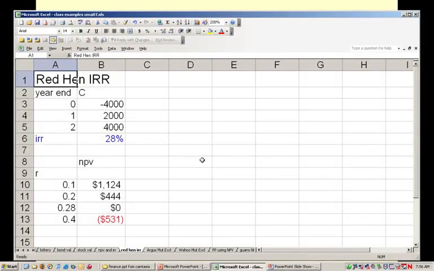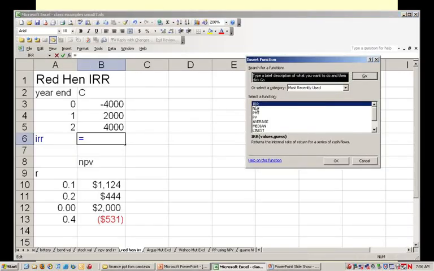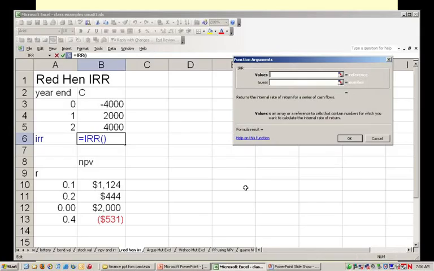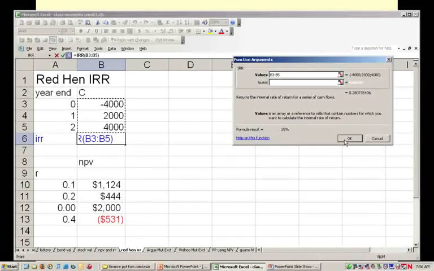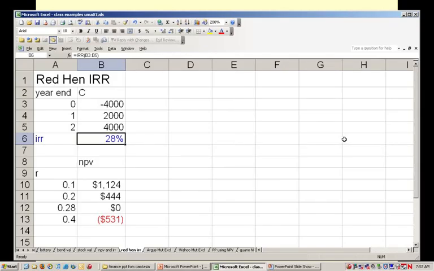I've labeled this worksheet Red Hen IRR and indicated the stream of cash flows that we are interested in. The IRR on this stream of cash flows is 28%. Just for practice, let's see how I calculated that 28%. Once again, we go up to the function wizard, find the IRR function, bring it in, highlight the cash flows starting in year 0 and going out to the term of the project, and say OK. And we get our internal rate of return of 28%.